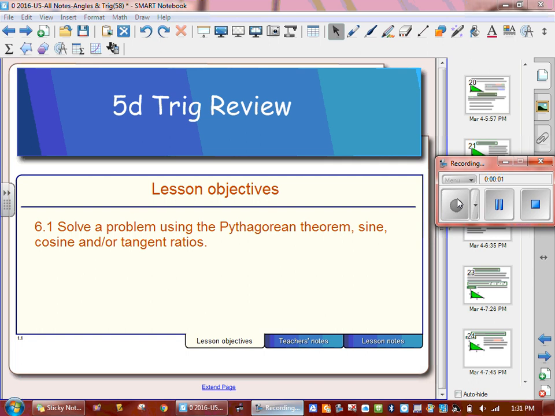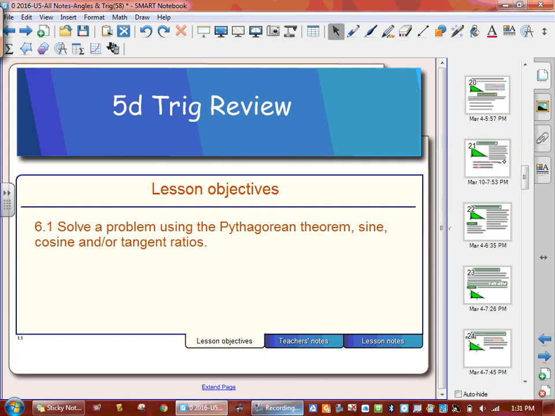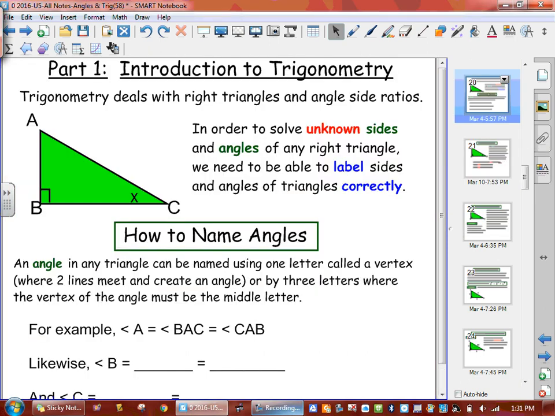Okay, welcome to 5D. We are starting our basic trig ratios. So we are going to figure out right triangles now. Our basic trig talks about the Pythagorean Theorem. But first of all, we need to know how to name sides and angles. So this is just a quick review.